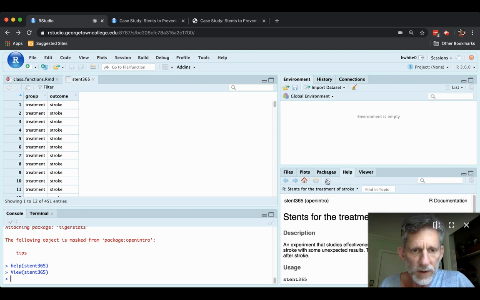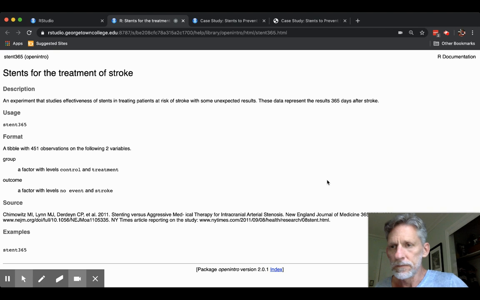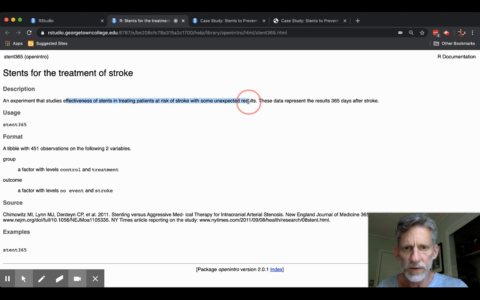And I'm just going to go to this little button, Show in New Window, that you see there. And I'm just going to flash it up big for us to see here, just for a moment. And so there's a description of where this data set came from, why it's there. So it's an experiment that studies effectiveness of stents in treating patients at risk of stroke. And it had some unexpected results. We'll see what those are in a minute. These data represent the results 365 days after the stroke.